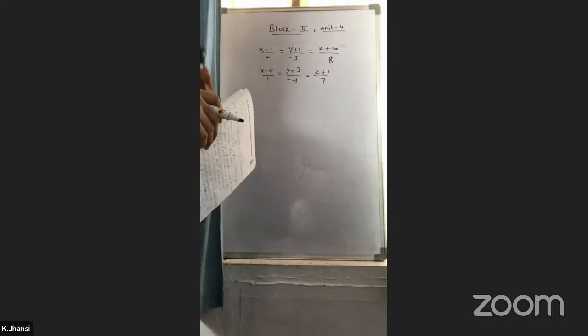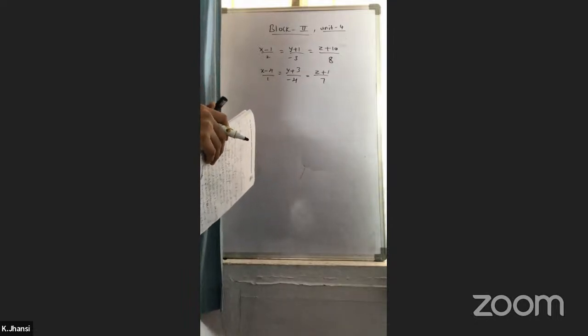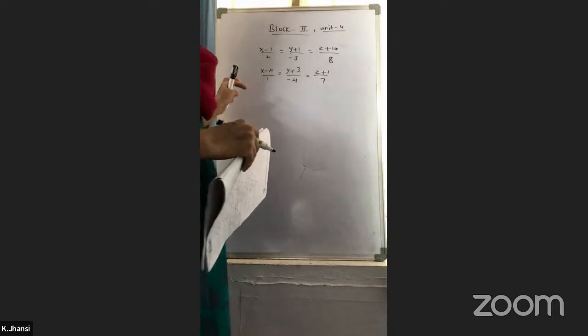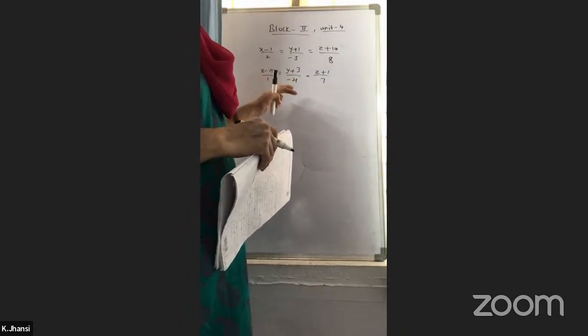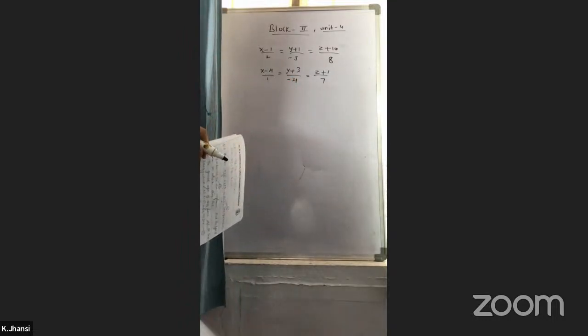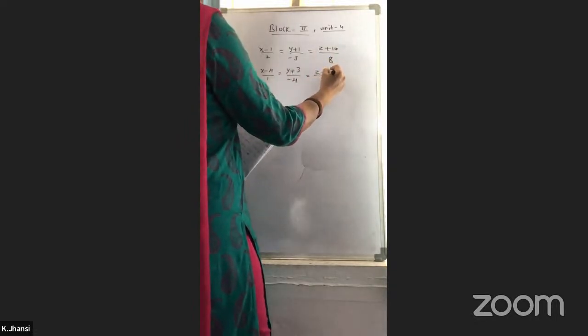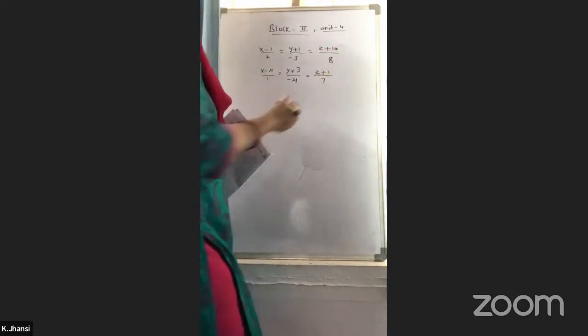So we already know the condition for coplanarity: the determinant of x2 minus x1, y2 minus y1, z2 minus z1, L1, M1, N1, L2, M2, N2 should be equal to 0. Then the two lines are called coplanar lines. So we have to apply the direct formula here. Yesterday we have seen one more method to solve this problem.